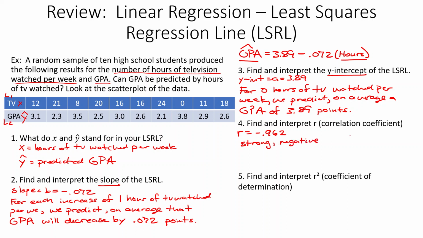All right, so remember, go back to DUFS. That's what we'd use to describe linear. It was direction, unusual, form, linear, and strength, strong. All right, because it's close to 1 and it's negative, so we're going down. So there's a strong negative correlation between GPA and hours of TV. I suppose I should say watched here.